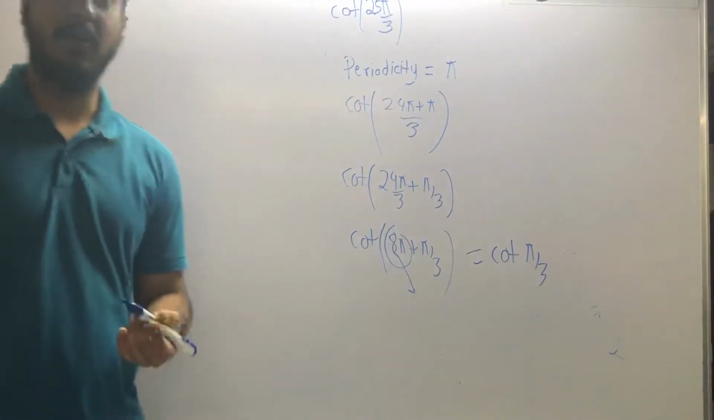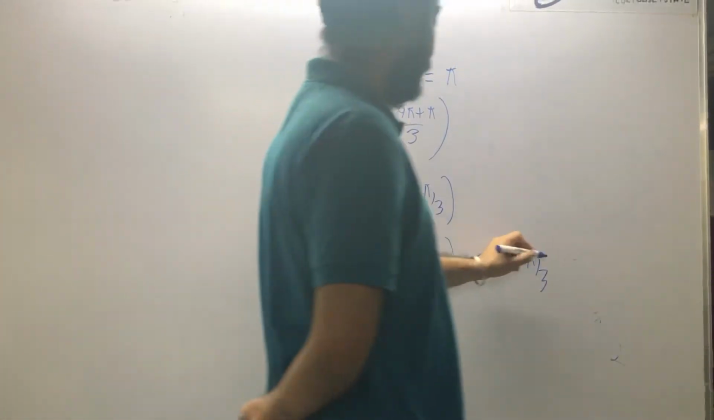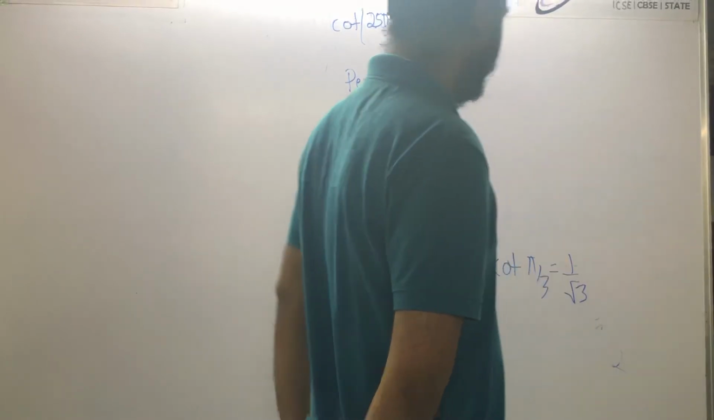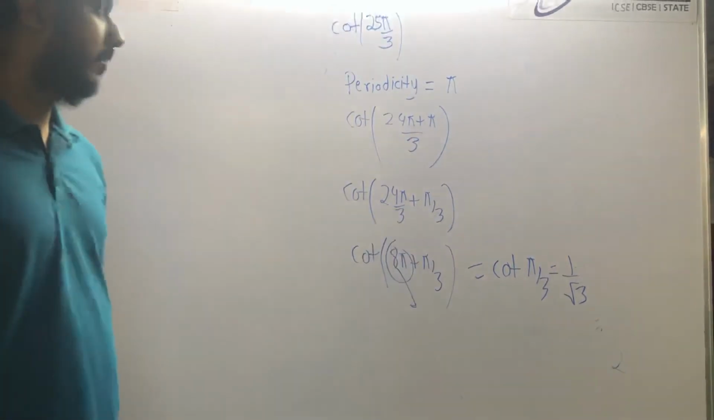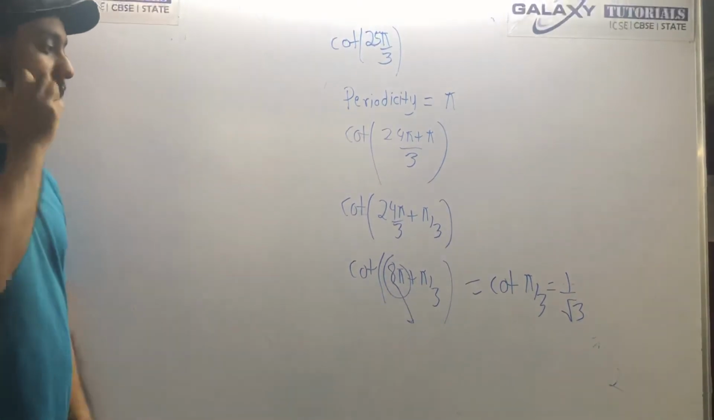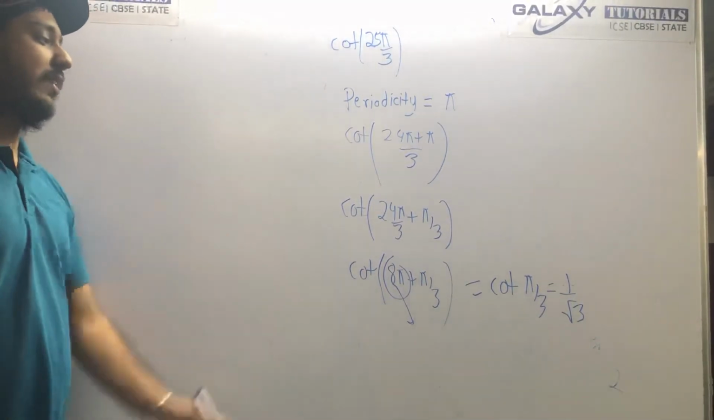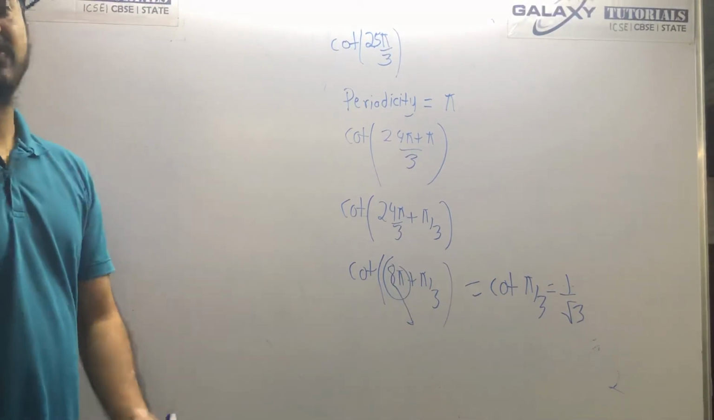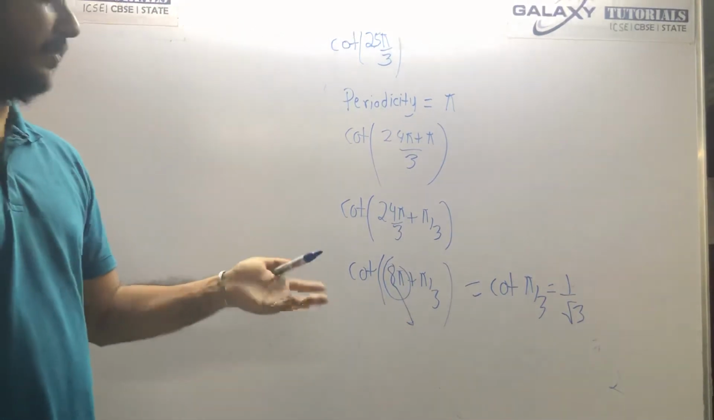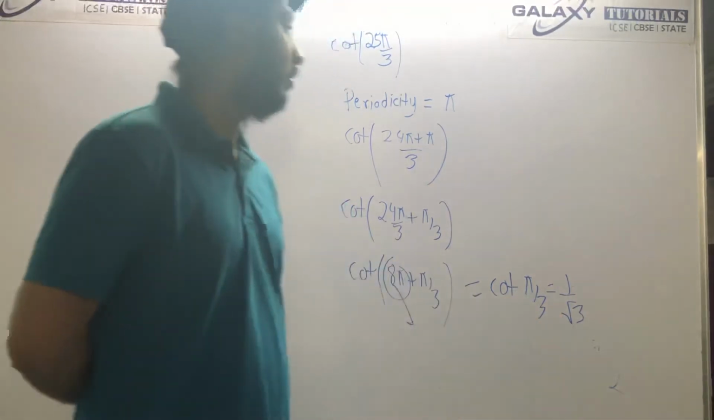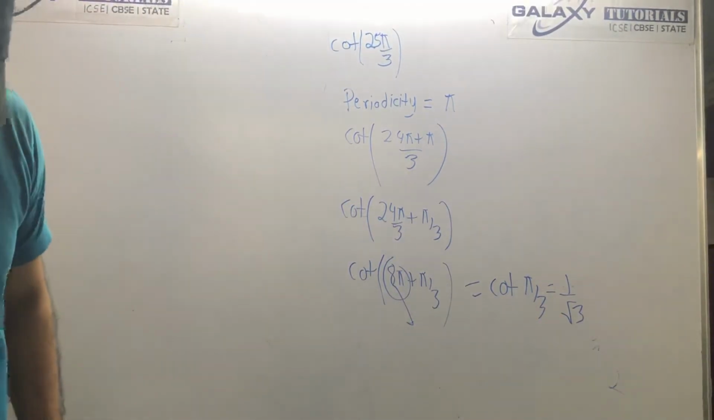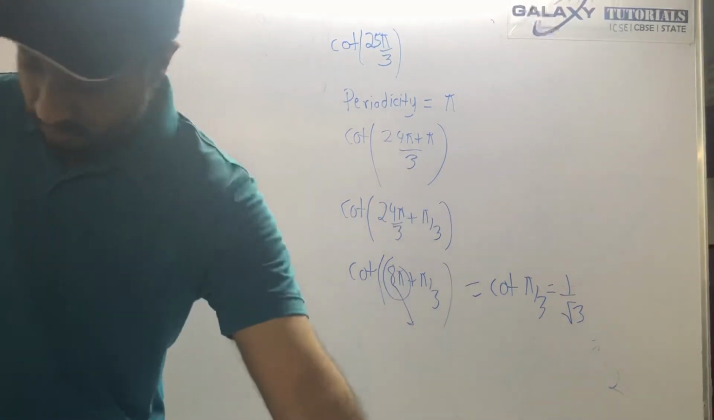And what is cot pi by 3? Cot pi by 3 is 1 by root 3. Cot 60, yes. If you don't remember the value of cot, just write it as 1 by tan pi by 3, or 1 by tan 60. Tan 60 is root 3, so 1 by tan 60 will be 1 by root 3. Okay, so this was the last part of question number 16.